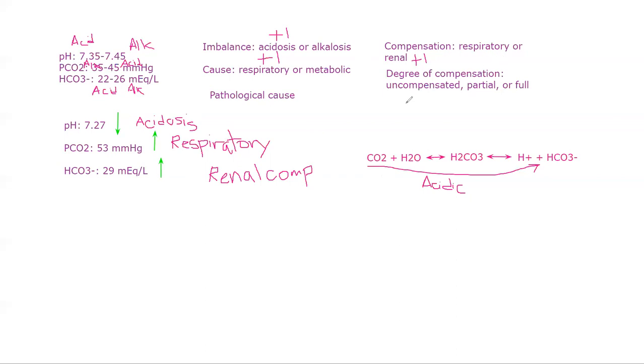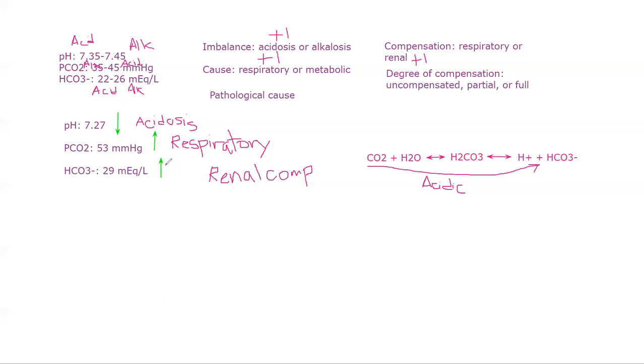Okay, and now we need to know how much renal compensation. In other words, are my kidneys doing a lot of work to fix the problem? Are they not doing very much work at all? Or have they completely restored my pH back to normal range? So that's when we look at the compensating value. So the PCO2 is the cause, so then the bicarb level is the compensating value, and it's going to be high.